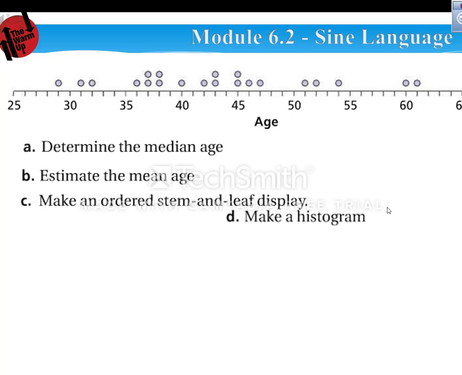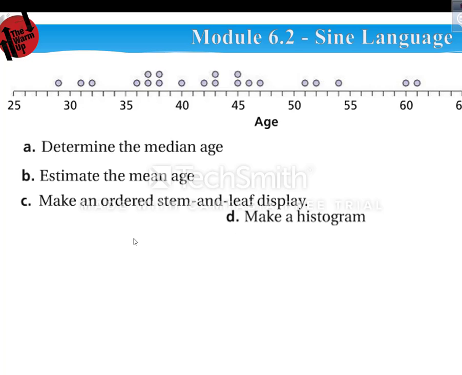Okay, Module 6.2, Sign Language. Here for our warm-up, we have a number line that has a series of dots on it. Each dot represents a number. Some of them represent the same number multiple times. So what I would like you guys to do is to determine first the median, and these all represent ages, okay? Determine the median and then estimate the mean, and then create an ordered stem and leaf display.